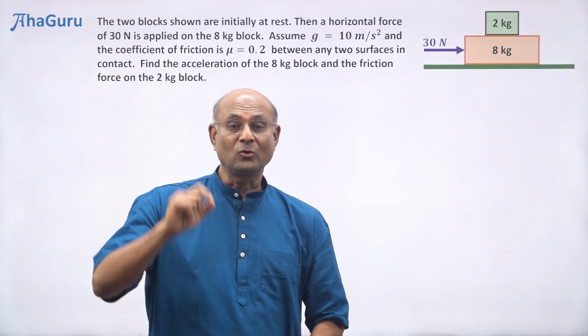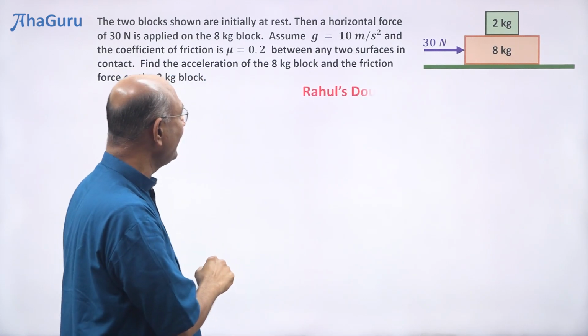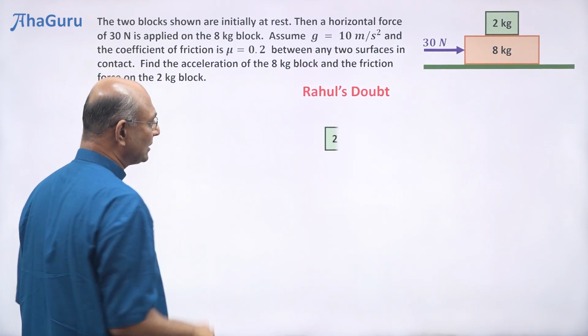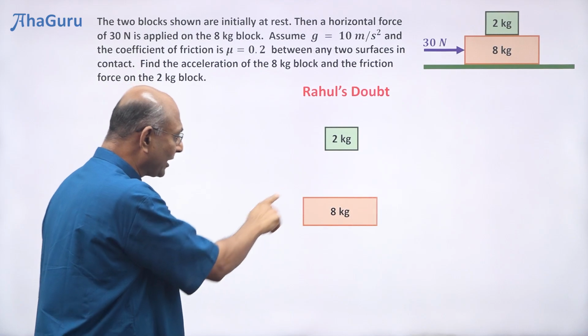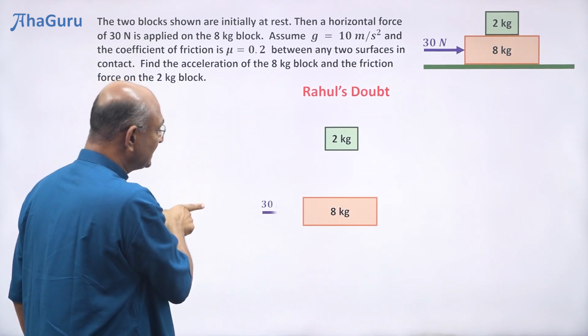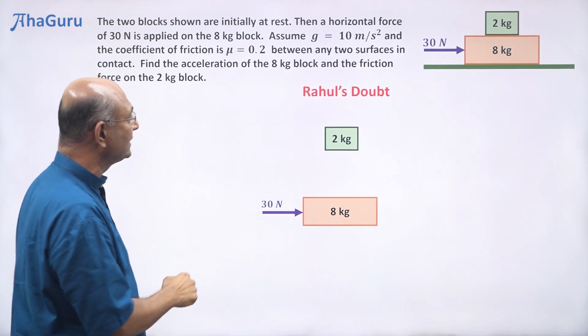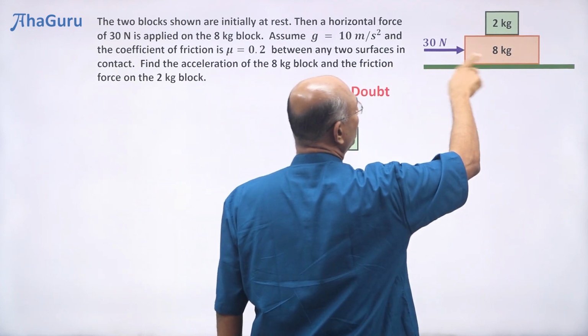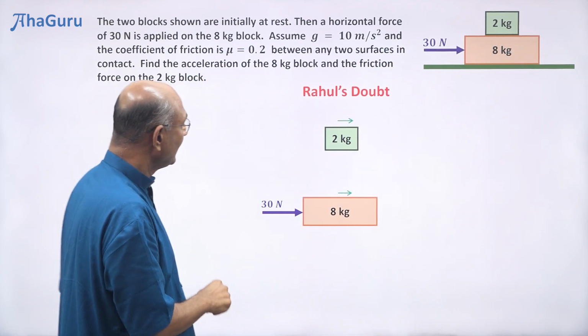We are now ready to address Rahul's doubt. Okay? So Rahul first separates out these two blocks, the 2 kg block and the 8 kg block. There is this 30 Newton force acting on the 8 kg block. Now that is going to make both the blocks move to the right.